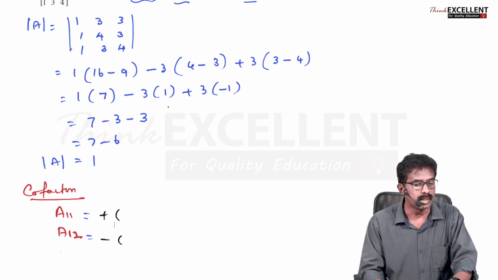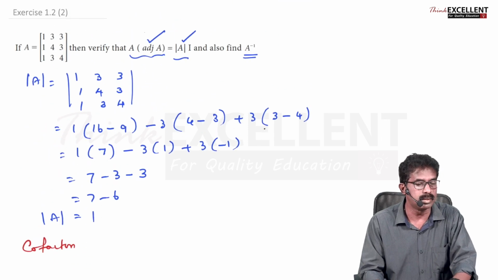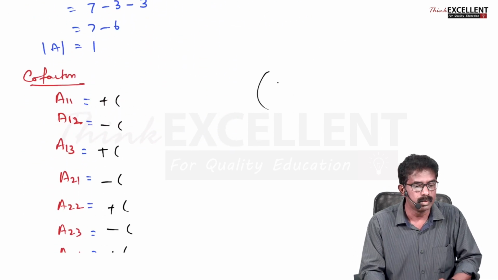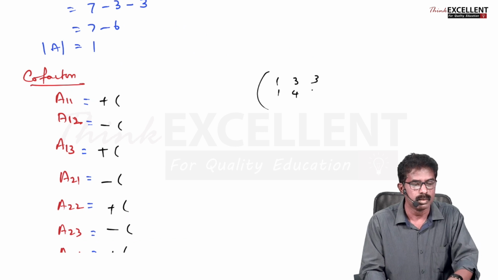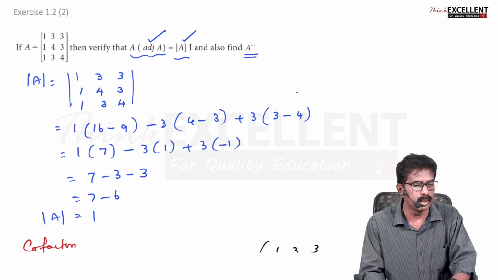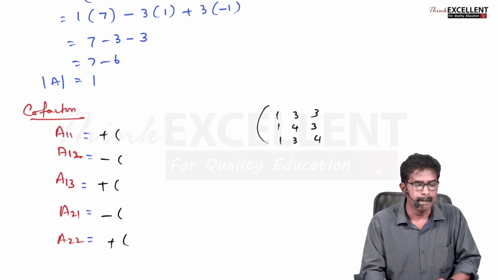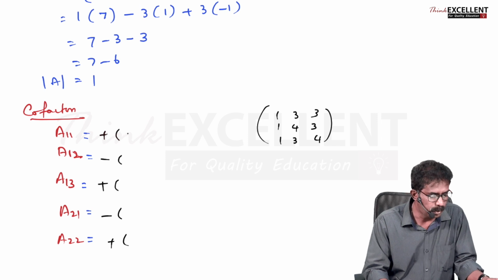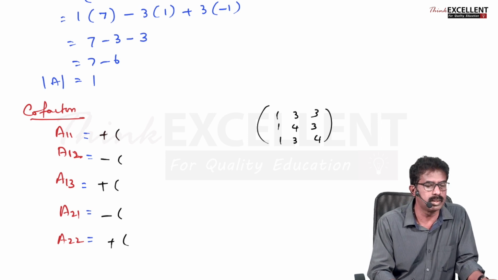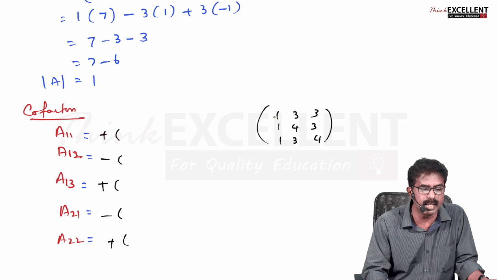So we'll write the matrix one more time here. 1 3 3, 1 4 3, 1 3 4, right? Look here. So A11. Take the first number, leave that row, leave that column. 4 4s are 16 minus 9. We'll simplify later. Second number, 1 2. Leave that row, that column. 1 into 4, 4 minus 3. 1 3. Third number, leave that row, that column. 1 into 3, 3 minus 4.